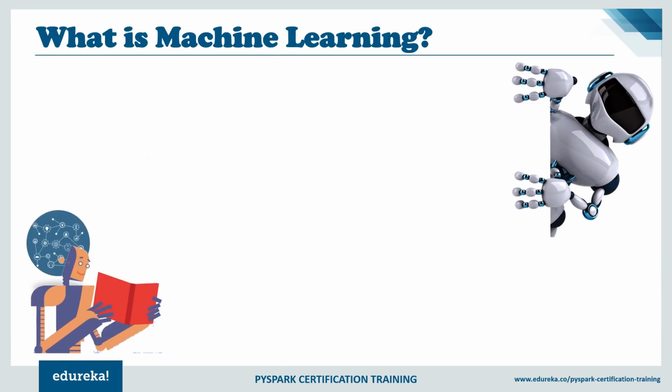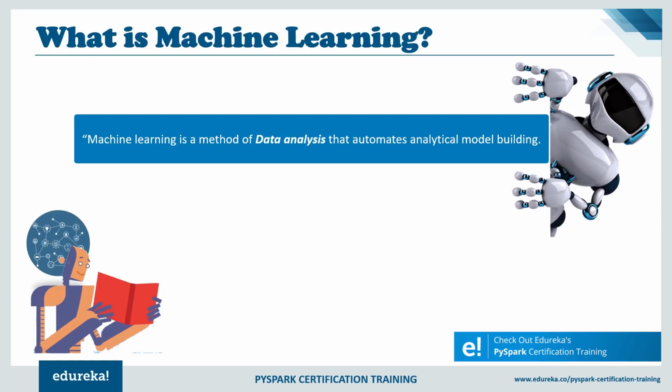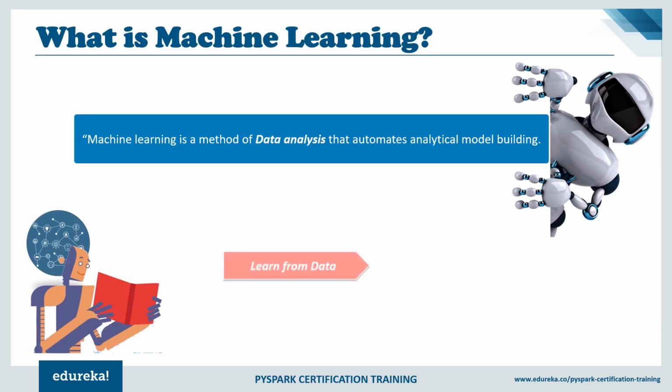Now, what exactly is machine learning? Machine learning is a method of data analysis that automates analytical model building. Using algorithms that iteratively learn from data, machine learning allows computers to find hidden insights without being explicitly programmed where to look. It focuses on the development of computer programs that can teach themselves to grow and change when exposed to new data. Machine learning uses the data to detect patterns in the dataset and adjust programs' actions accordingly.